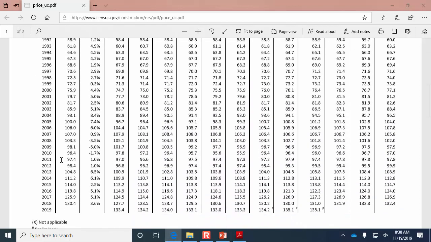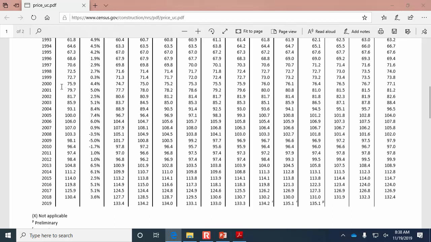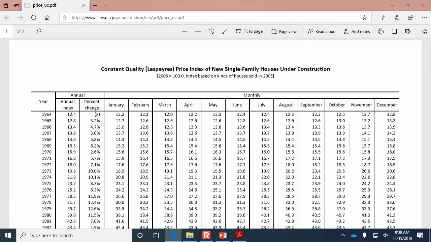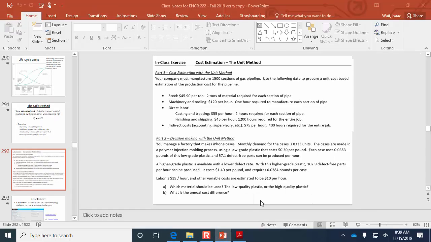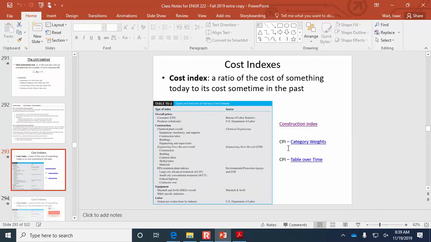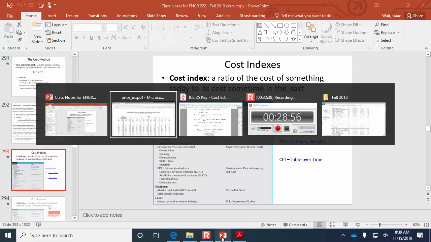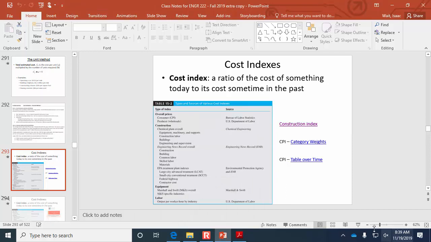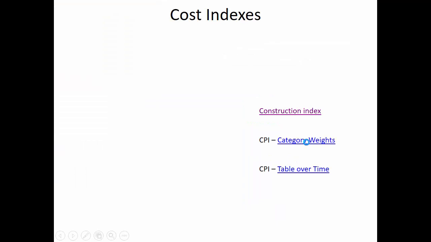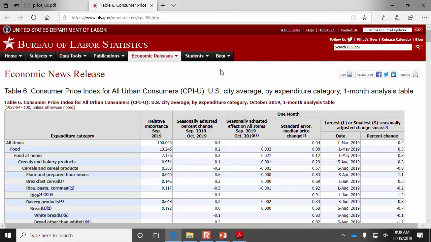So the house that cost $100,000 in 2005 would have only cost $12,400 back in 1964. So this is an index that shows the change over time. And it's not just for construction. They also have similar indices available, like the consumer price index, for things related to just the average American and where they spend their money.